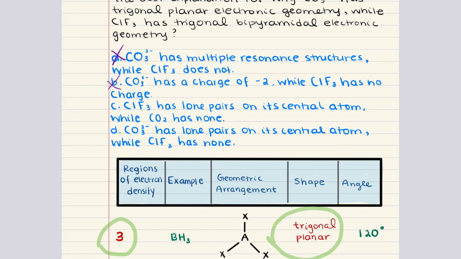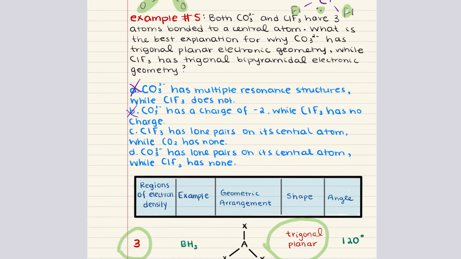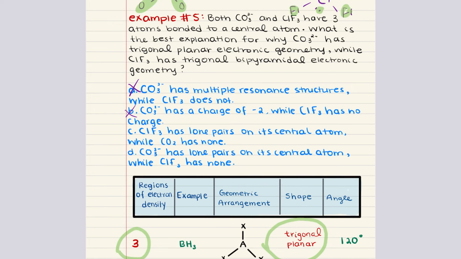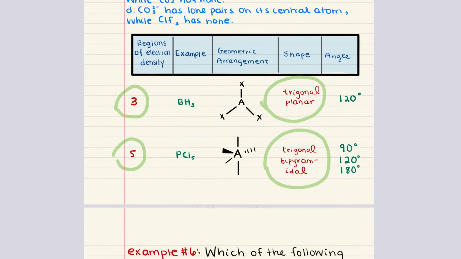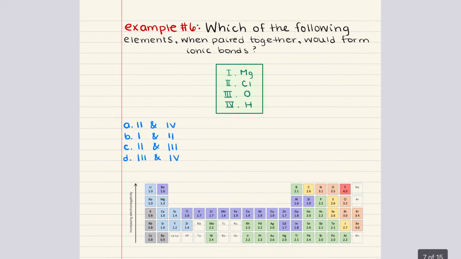All right, let's look at answer choice D. It says carbonate has lone pairs on its central atom while chlorine trifluoride has none. This statement is just outright incorrect. Carbonate does not have any lone pairs on the central atom. And so with all of that being said, the correct answer for 5 is going to be C. Wonderful. Let's move on to problem 6.